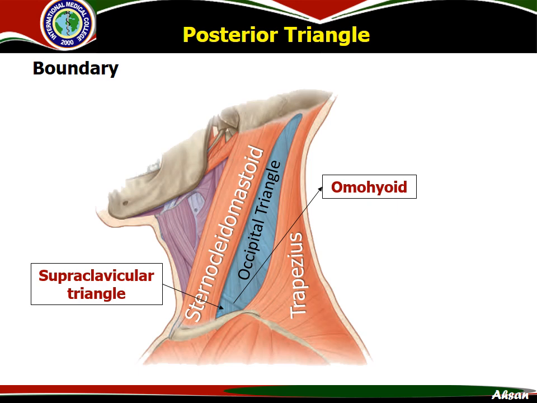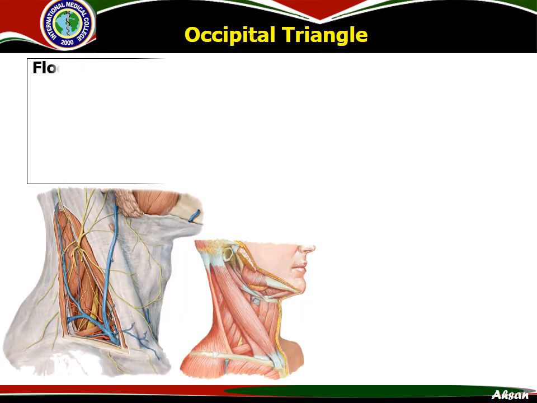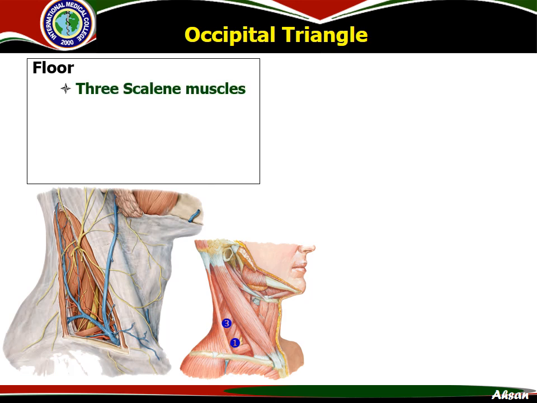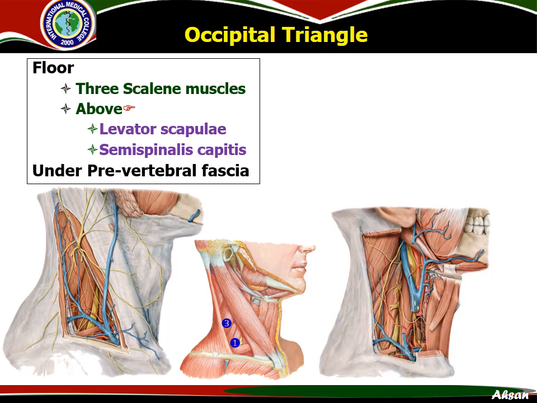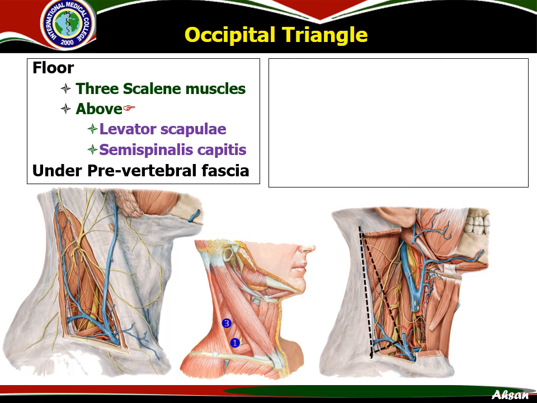This triangle, the floor is covered by the deep fascia, the investing layer of the deep fascia. This investing layer covers the floor, and under that deep fascia lie three scalene muscles, the anterior, medius and posterior scalene muscles, levator scapulae, and the semispinalis capitis lies in the upper part of the floor. This triangle contains, you can see in the figure, this is the area bounded by the line and shown by the dotted line.